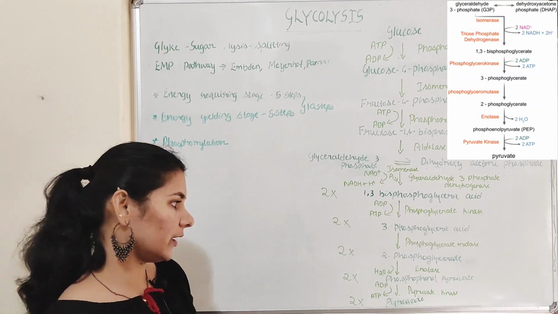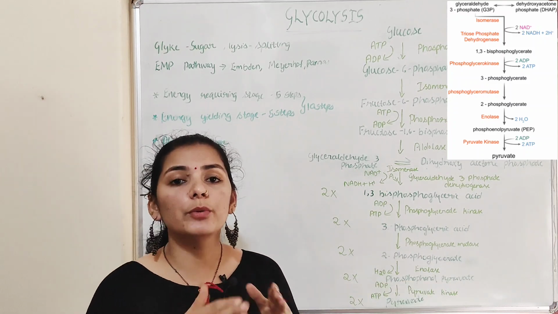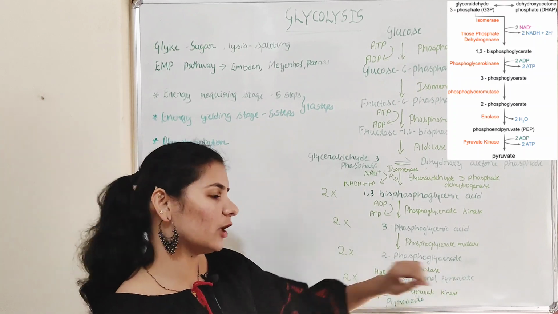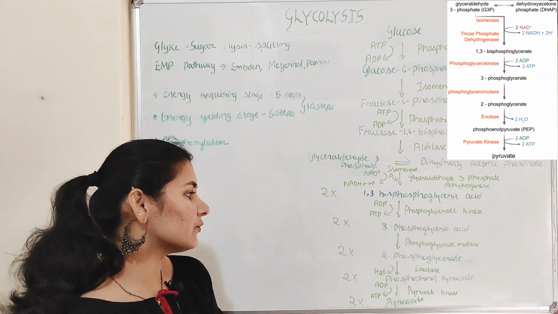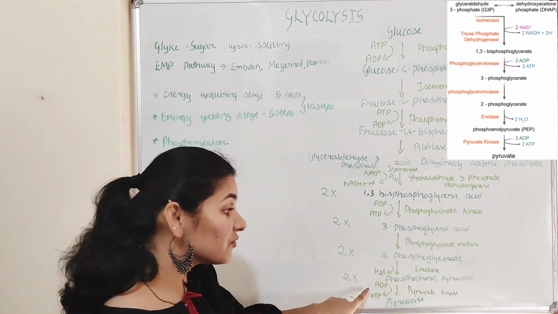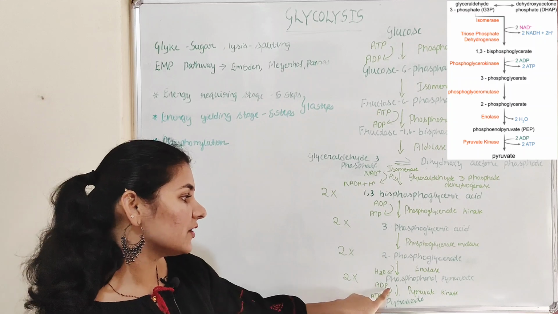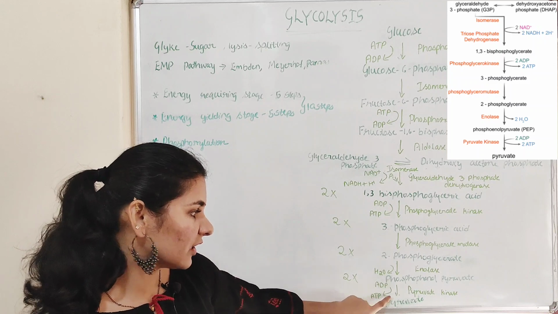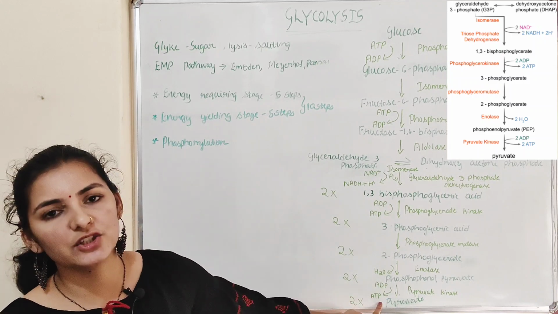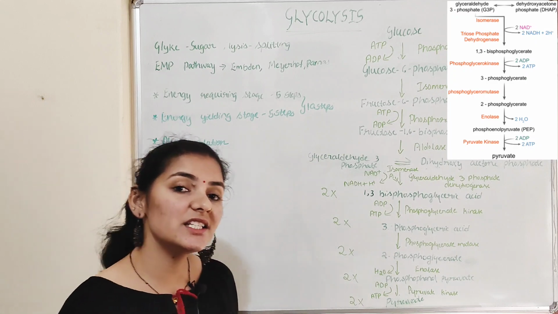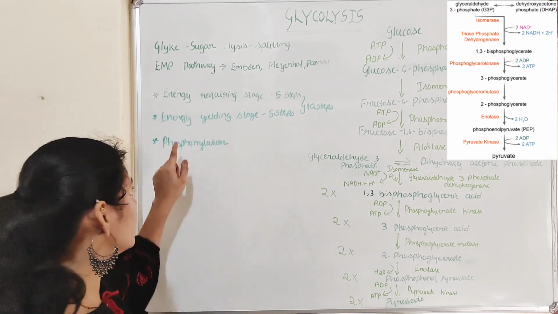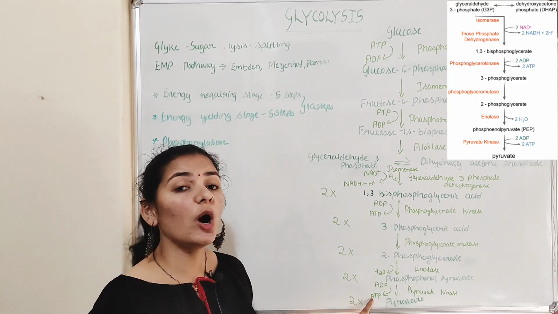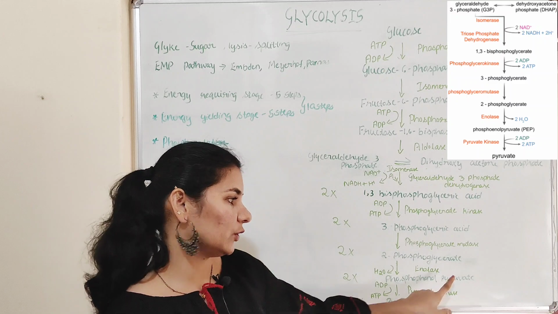Next is the last step, where phosphoenol pyruvate splits and the phosphate is removed from the phosphoenol pyruvate. This removed phosphate is transferred to ADP, that is adenosine diphosphate. Upon receiving phosphate, this adenosine diphosphate is converted into adenosine triphosphate or ATP. So in this step, ATP is synthesized. That's why it is the energy yielding stage. So ADP is converted into ATP upon receiving phosphate from phosphoenol pyruvate.